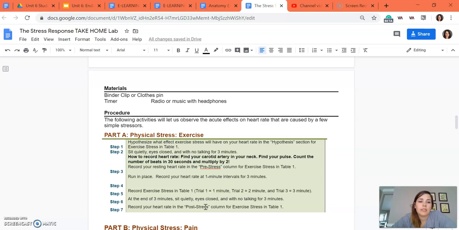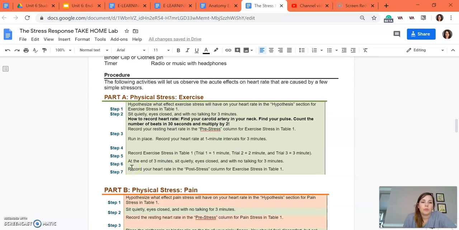Materials, so all you guys will need at home is a binder clip or clothespin. If you don't have either of those, you can just use your fingers, a timer, and then a radio or music with headphones. So the procedure, you're going to go through the following activities and observe the acute effects on heart rate. Initially, when we were going to do this in class, we were going to do heart rate and blood pressure, but I don't expect you guys to have sphygmomanometers at home. We're just going to do heart rate.